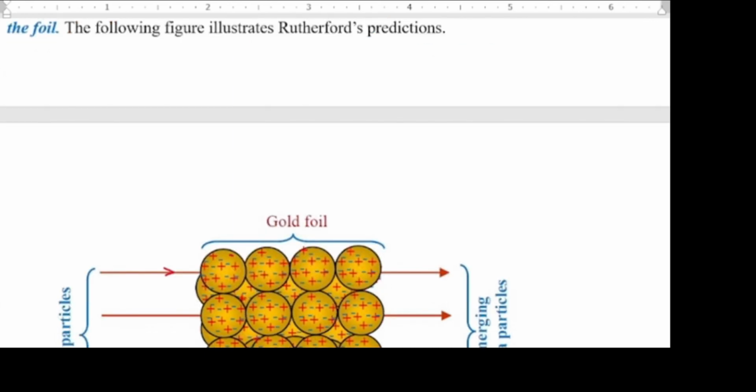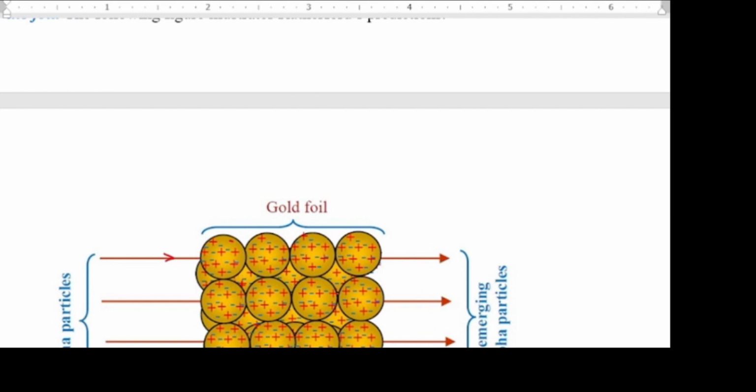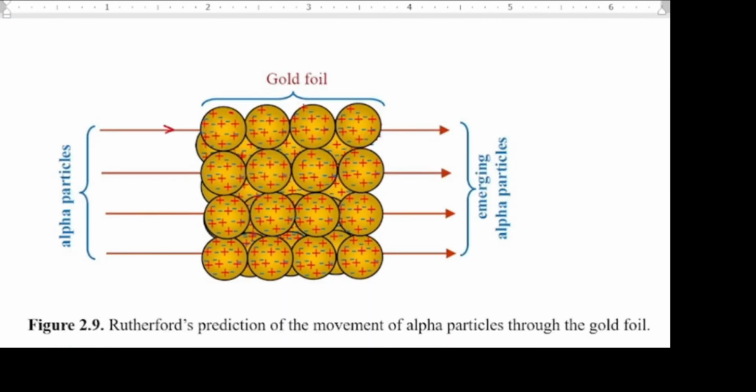Rutherford reasoned that if alpha particles are shot at one point on a gold foil of a few atoms thick, and they pass through, then the same should happen if they're shot elsewhere on the same gold foil. So this figure here demonstrates Rutherford's prediction of the movement of the alpha particles through the gold foil.